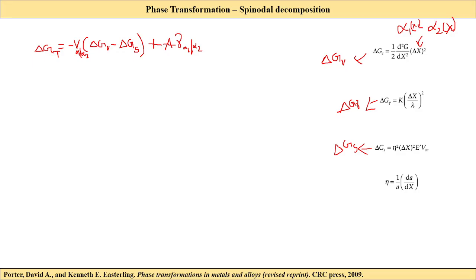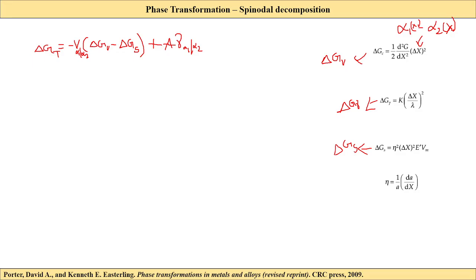The first one is my volumetric free energy, which comes from the transformation of phases from one phase to another phase. The next one is my surface energy, and the third one is my strain energy. Now, from our discussions, our volumetric free energy must be much larger than our strain energy and the surface energy. Right, so these are my volumetric energy, surface energy, and strain energy.